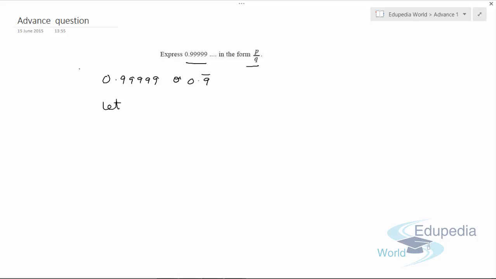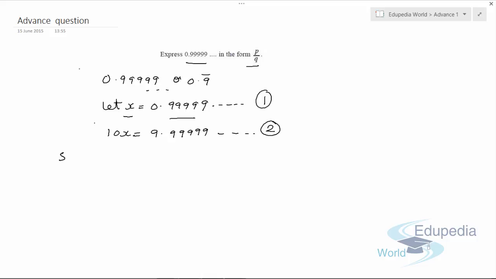So let x equal 0.9999 and so on. Clearly we have to multiply with 10 only. So we'll multiply both sides of the equation by 10. So we get 10x equals 9.99999, and it goes on. Now this becomes the first equation, and this becomes the second equation.